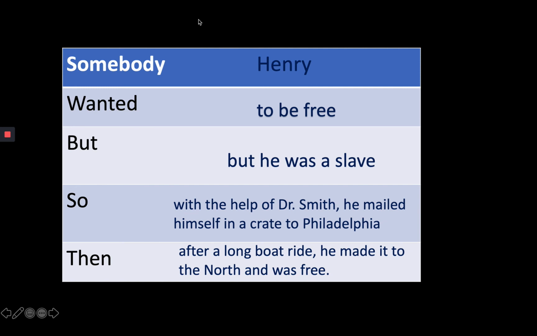Then, after a long boat ride, now I could add more details. Well, how long of a boat ride? It was 20 some hours. Well, can we go back in the text and find the exact number of hours? He made it to the north. How do you know it was the north? Philadelphia was in the north and was free. Well, what does it mean to be free? Well, he had a birthday, so I could continue. Now, it wouldn't be a summary, but I could just say, well, how do you know? Why did you put this in there?